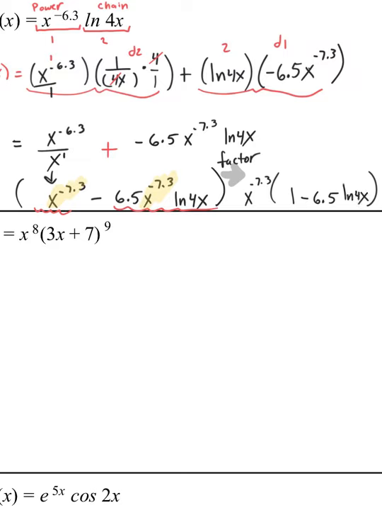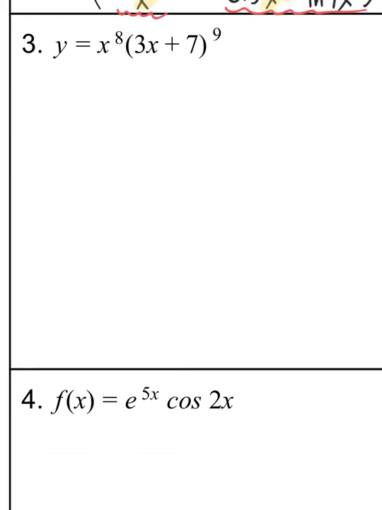All right, so there is our final best full credit factor answer. Yay, calculus. Number 3, our first function is x to the 8th. Our second function is a composite function, (3x + 7) to the 9th. To take the derivative of the first, we will need a power rule. To take the derivative of the second function, we will need a chain rule. But we start with the product rule.